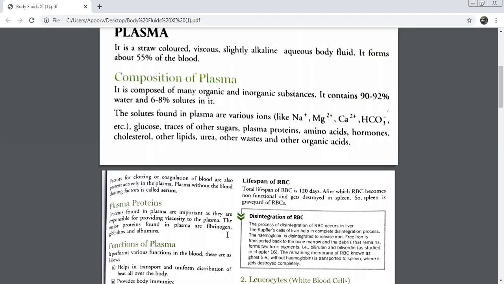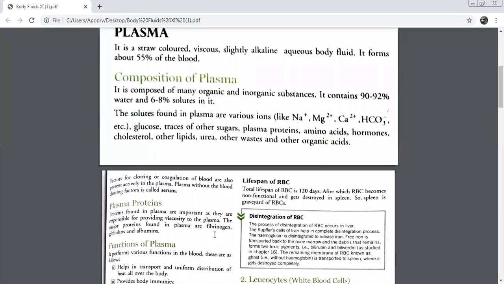The major proteins found in the plasma are, now we need to learn these proteins, beta. Fibrinogen. Speak out the proteins with me. Which is the first one? Fibrinogen. Second is globulins. Speak out the next one. Globulins. Please speak out. Globulins. And the third is albumins. Quickly name the three proteins. Fibrinogen, globulins, albumins.